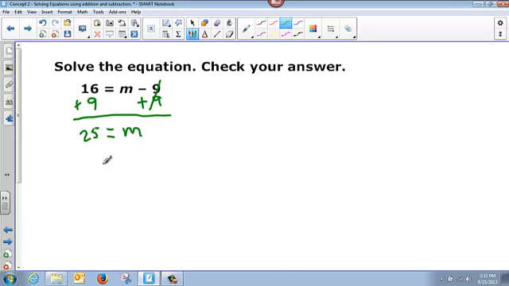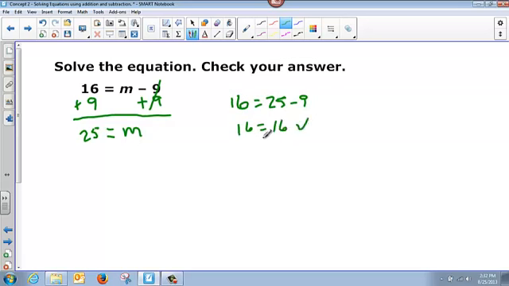So I have m equals 25, and I have to check my answer, so we're going to try that. 16 equals 25 minus 9. And 16 equals 16. So we are correct.